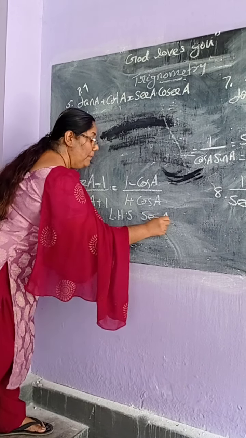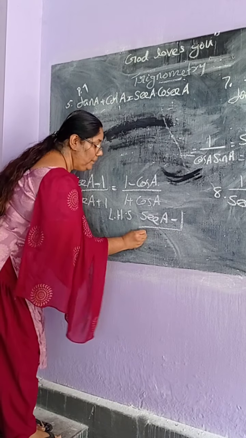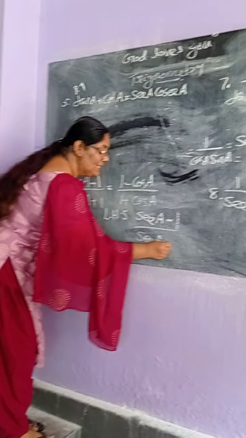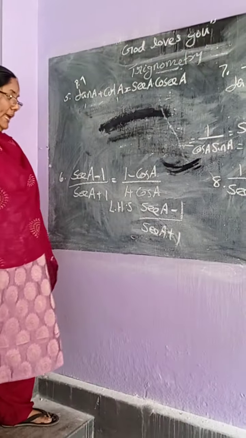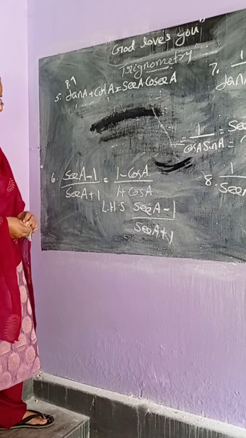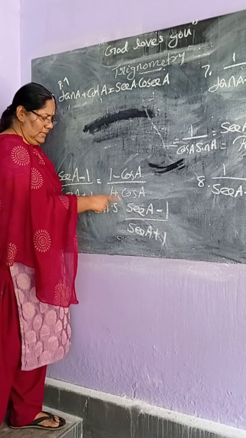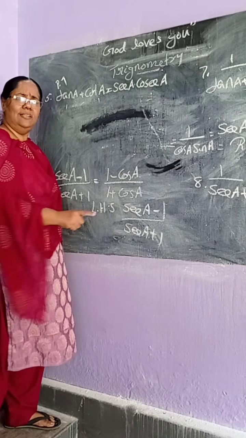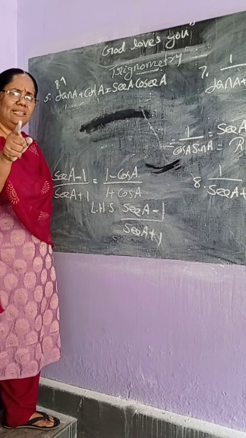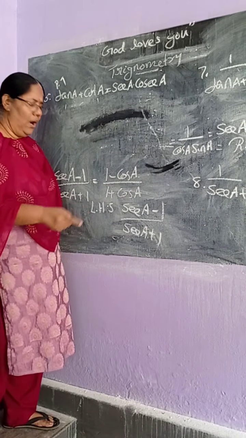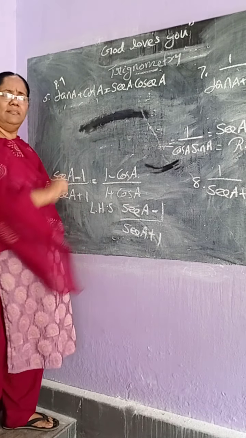Cosec A minus 1 by cosec A plus 1. Look at the RHS here. Sec changes to cos, isn't it? Our RHS is cos only. How can you convert this sec?